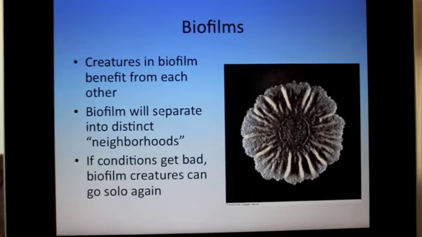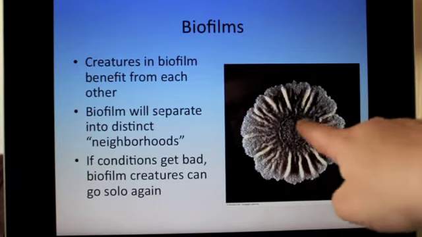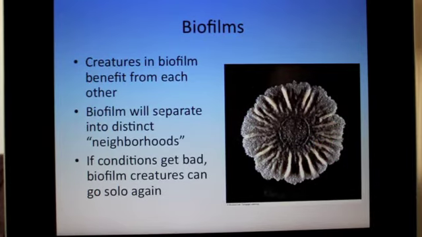And the creatures in the biofilm benefit from each other. They live together cooperatively. The biofilm will separate into distinct neighborhoods, like this one that kind of looks like a flower. There's one region of one bacteria, one region of another. And if the conditions get bad, like somebody decides to clean the swimming pool, the biofilm creatures can break up and go solo again, looking for another pond to inhabit.